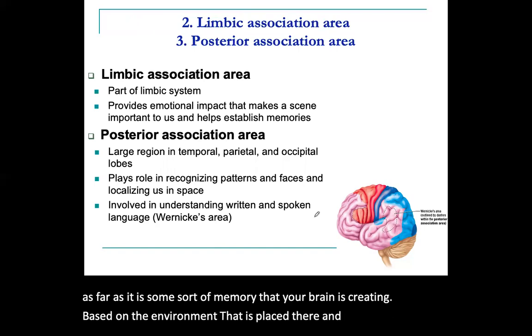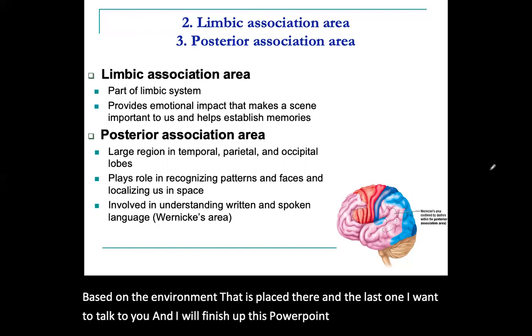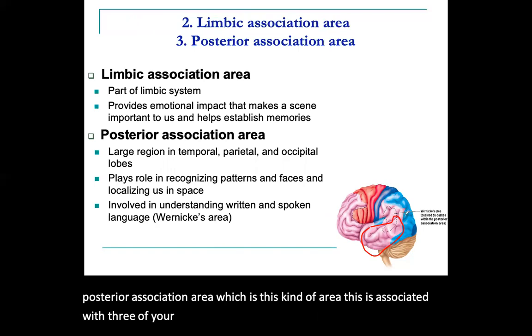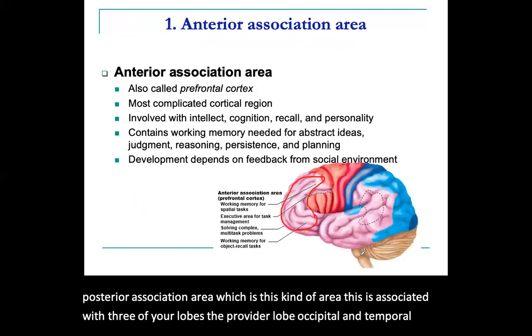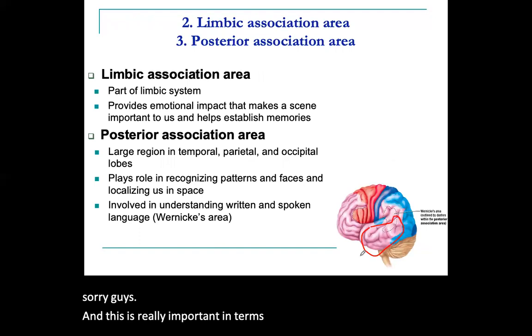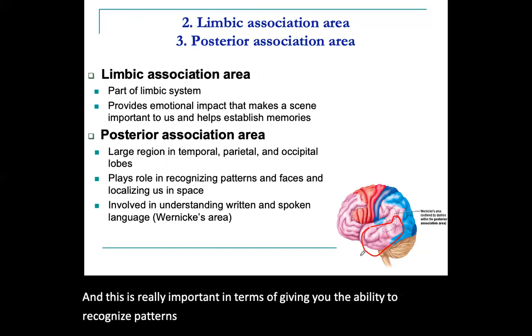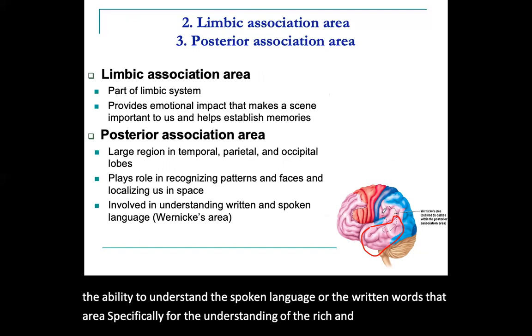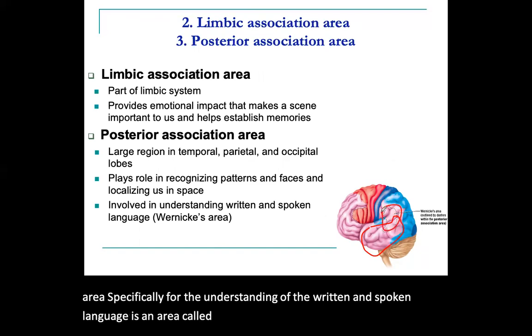And the last one that I want to talk to you about, and I will finish up this PowerPoint, is what we identify as the posterior association area, which is this kind of area. This is associated with 3 of your lobes, the parietal lobe, occipital, and temporal lobe. And this is really, really important in terms of giving you the ability to recognize patterns, faces, objects that are around you. They also give you the ability to understand the spoken language or the written words. That area specifically for the understanding of the written and the spoken language is called Wernicke's area, which is again shown with a dashed line.